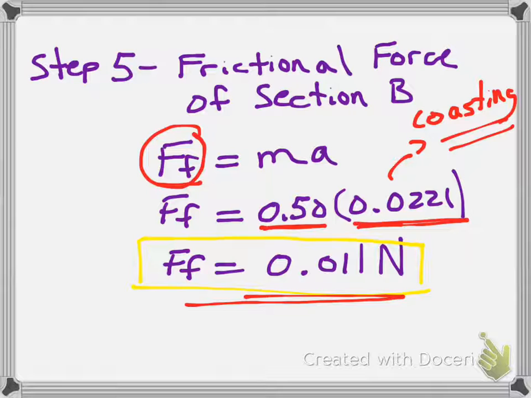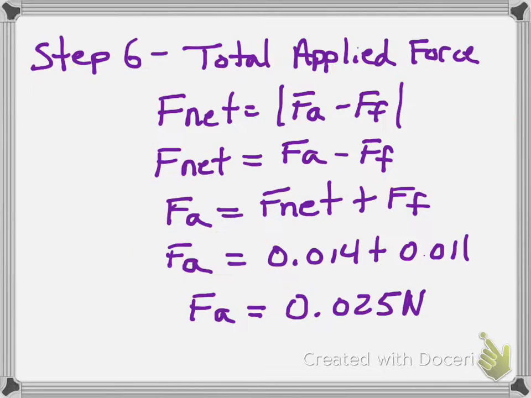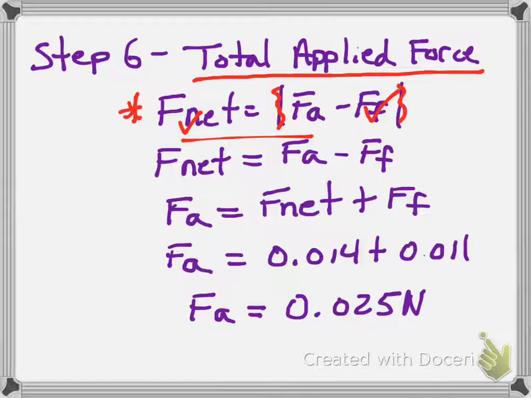Now, after step 5, we have frictional force, and we also have net force. So this is where we can now figure out our total applied force. We're going to go back to this equation, which I mentioned at the beginning, because we now have our F net and our frictional force. What we're going to do with this equation is drop the absolute values, because we're now just looking at the interaction of these forces. So we're going to rewrite the equation without the absolute value.